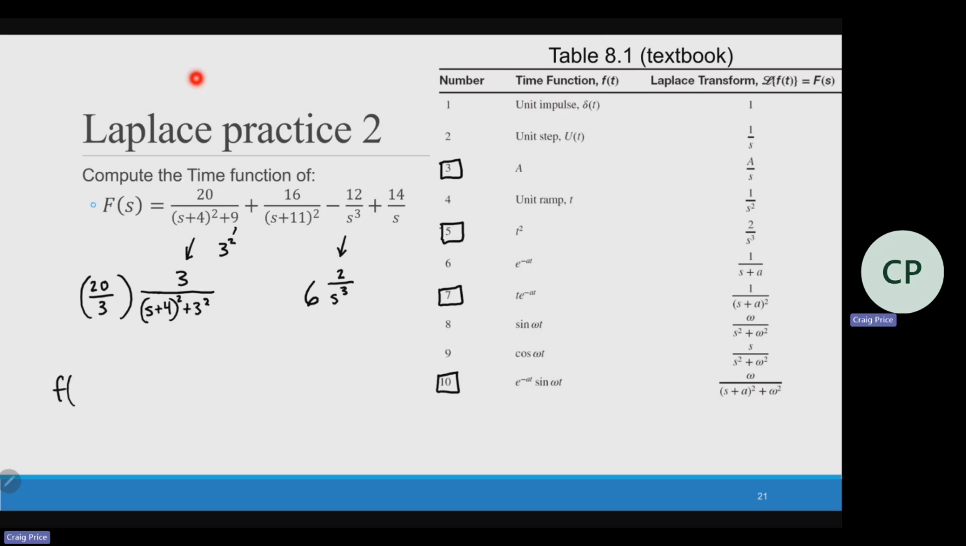So now bringing it back to the time domain, since everything is good to go, it matches my table. I have a 20 over 3. Now again, we're going this direction. So now I have an e to the negative 4t sine 3t. I have a plus 16 t e to the negative 11t. I have a minus 6 t squared and then plus 14.